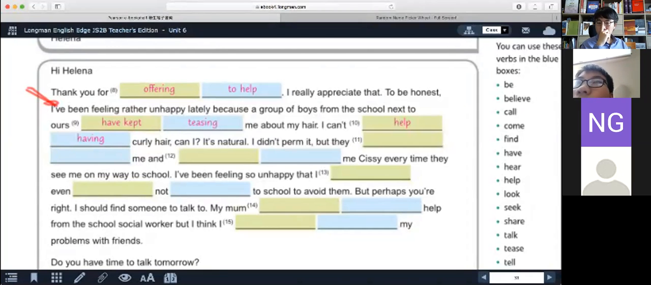So if you don't understand, you have a lot of time nowadays. So please read these two emails again to make sure you understand why we have these answers and why not. Let's move on. It's natural. I didn't perm it. I hope no one perms your hair now. You know what perm is? You are not allowed to perm your hair in our school as a student of our school.